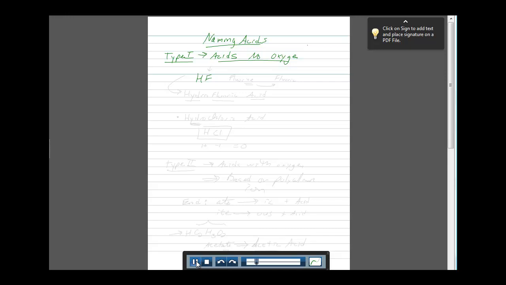The first thing that you do once you identify that there's no oxygen is that you're going to start with the beginning prefix, if you will, of hydro. You're then going to take next the name of the anion, the negative ion in here, which is fluorine. And this fluorine, we're going to change its ending to -ic. And then we'll write that here. And then we're going to add the ending of acid, the name of acid. So this HF is called hydrofluoric acid.